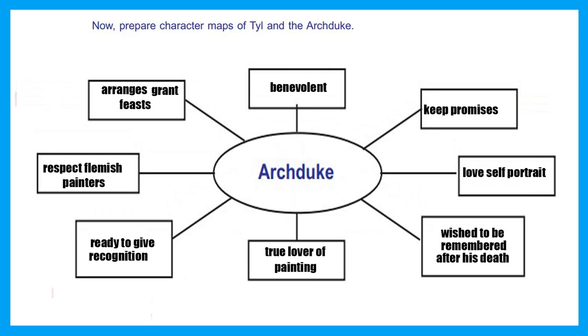Now we can prepare the character map of the Archduke. Archduke: benevolent, keeps promises, loves self-portraits, wished to be remembered after his death, true lover of painting, ready to give recognition, respects Flemish painters, arranges grand feasts.